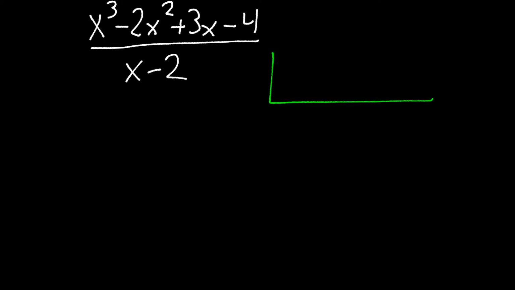We've got a coefficient of 1, a coefficient of negative 2, a coefficient of positive 3, and a coefficient of negative 4. And our denominator is x minus 2, so what's going to make this 0? It's positive 2, so we'll put a positive 2 on the outside. Now, drop down the first term, and then we multiply by the term on the outside.